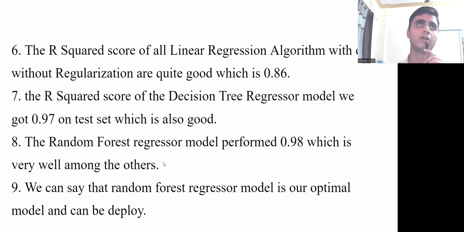After that, from modeling, we get the R squared score of all linear regression algorithms, with or without regularization, is quite good but not that much, which is 0.86. The R squared score for the decision tree regressor model is 0.97 on the test set, which is also good. And for random forest, we get 0.9498, which is good amongst all. So we can say that random forest is our optimal model and we can deploy it.